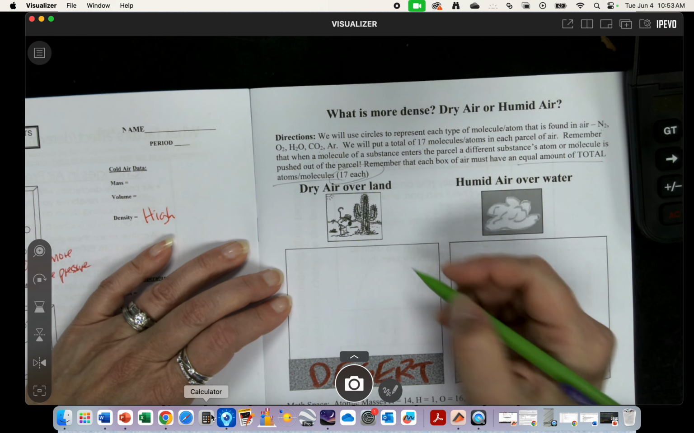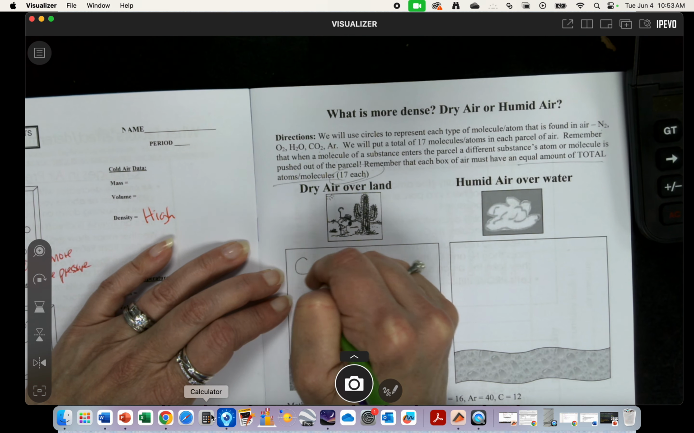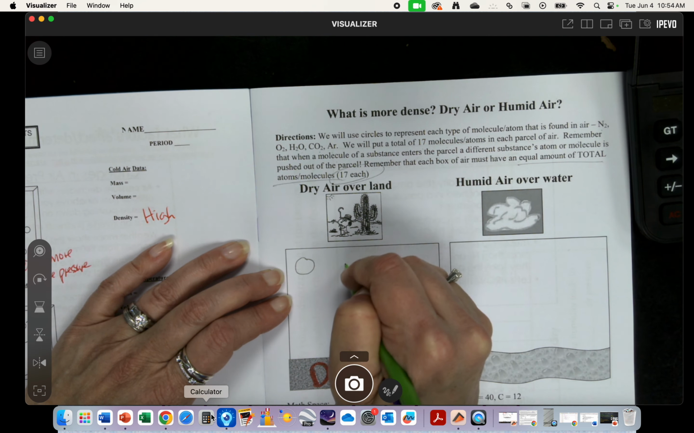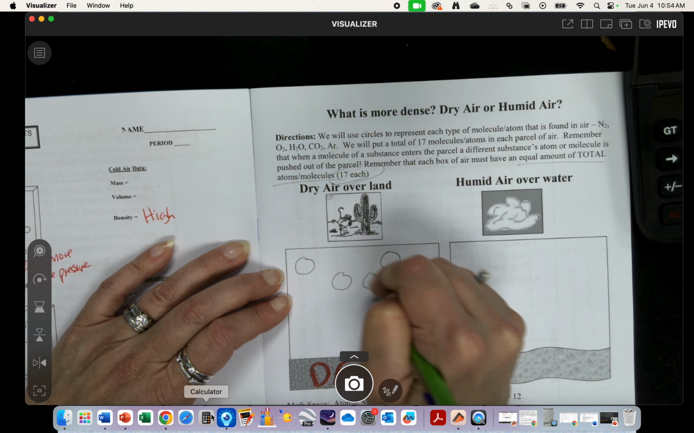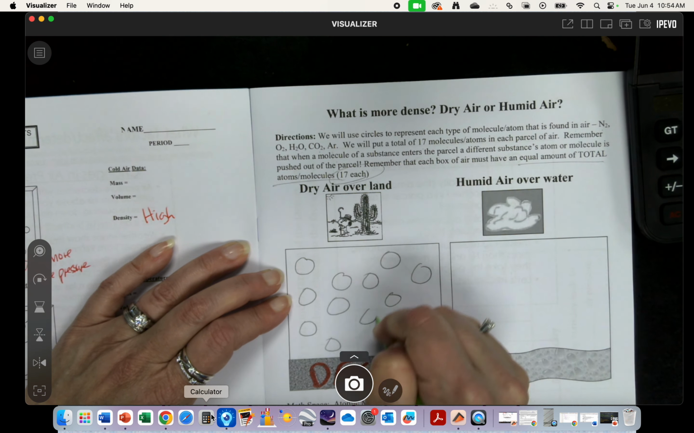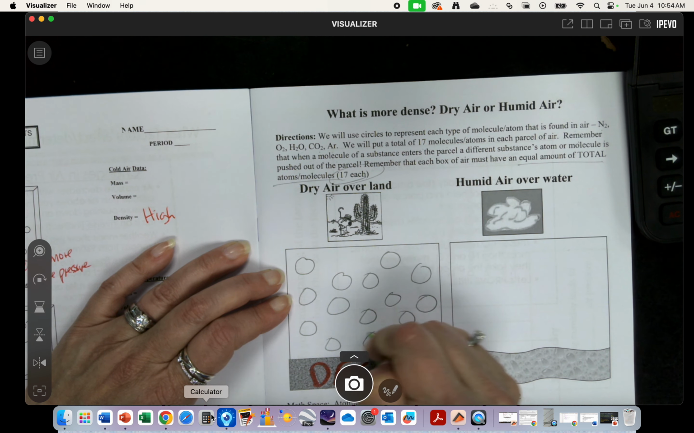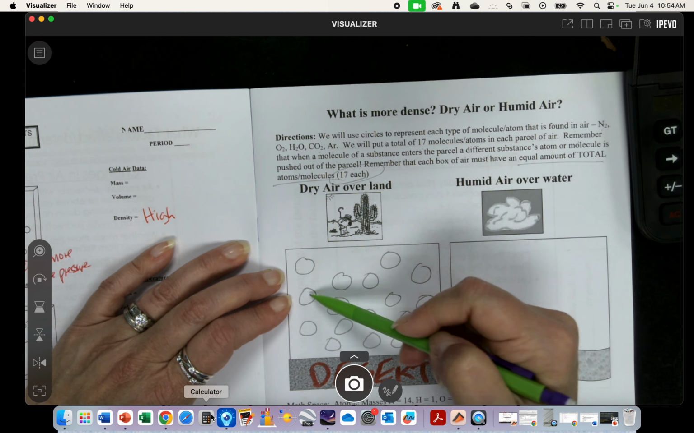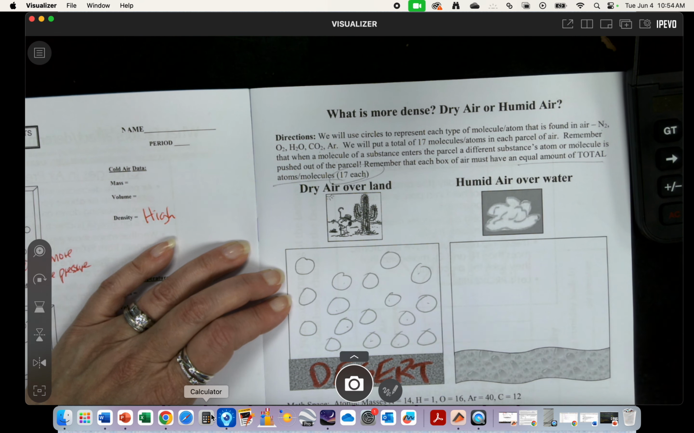So the first thing that we're going to do is draw 17 circles. We're going to spread them out. You need to make them about yay big, okay? So just draw them randomly. 3, 4, 5, 6, 7, 8, 9, 10, 11, 12, 13, 14, 15, 16, 17. Let me just make sure. Yep, 17. I got 17.